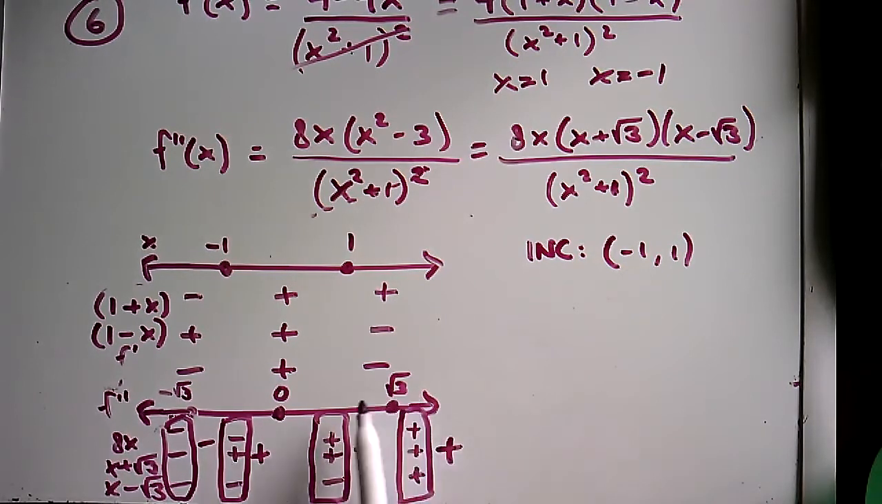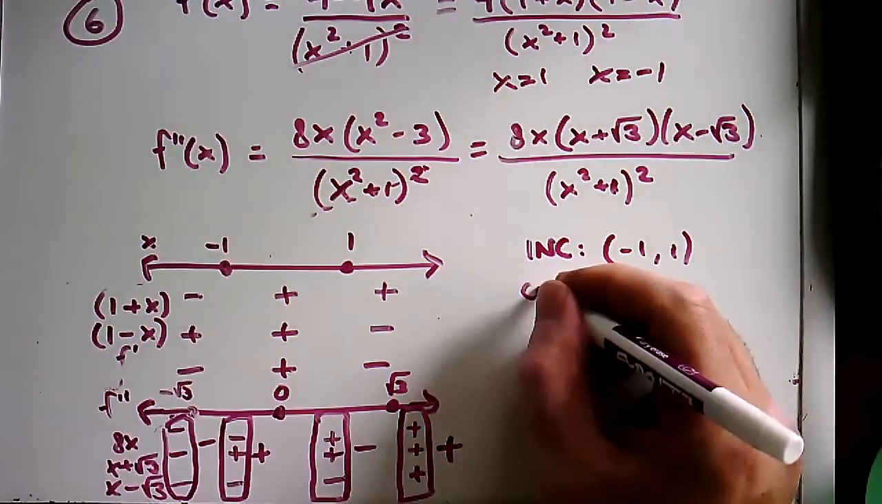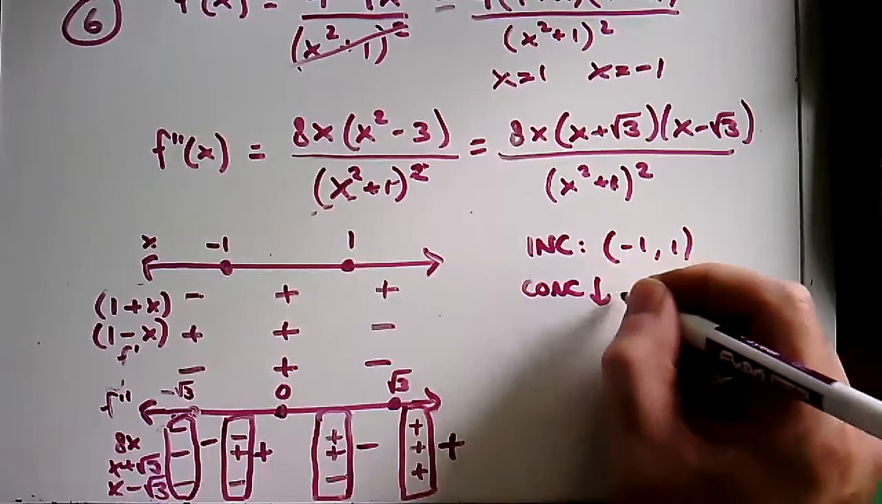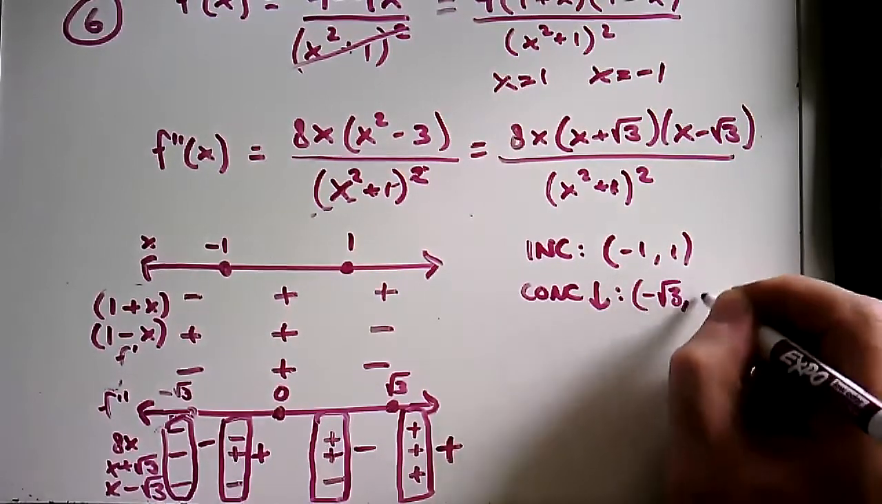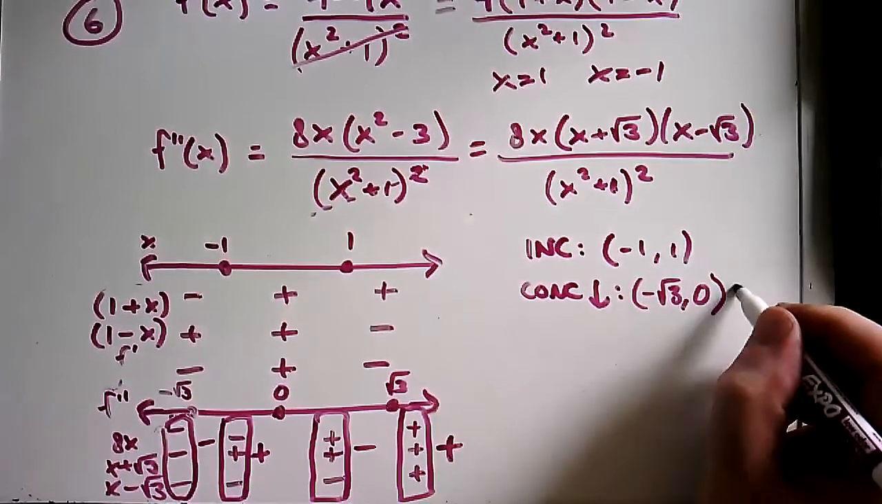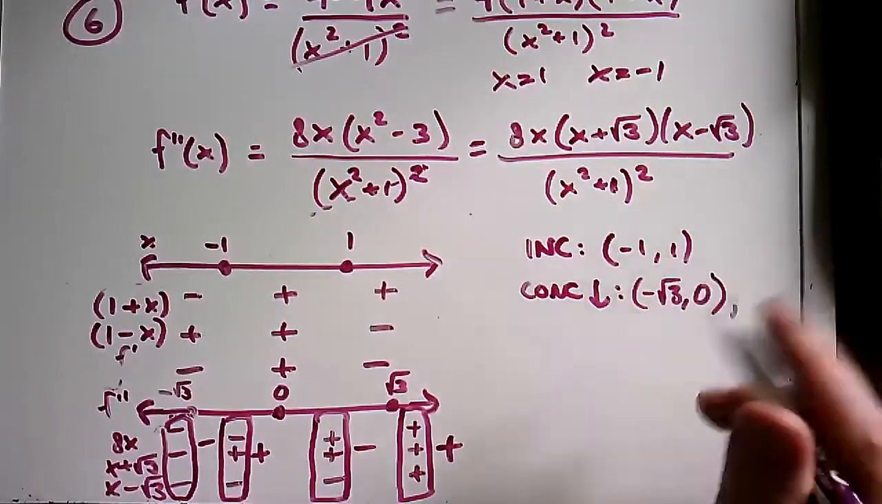Okay, so 2 different intervals of concavity for concave down. I'll summarize those over here. So concave down, we have from negative root 3 to 0, and then either a comma or a union.